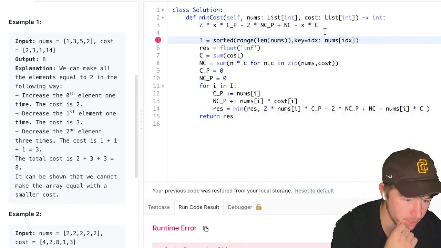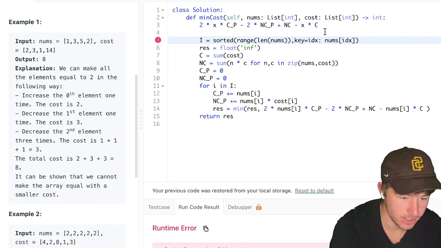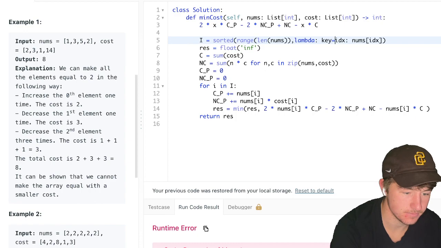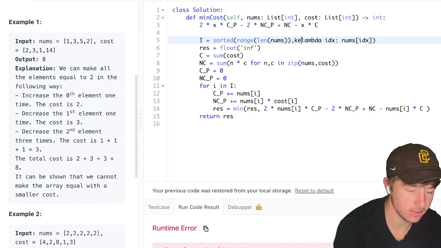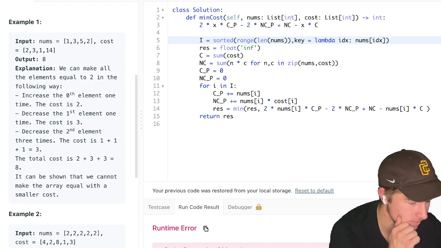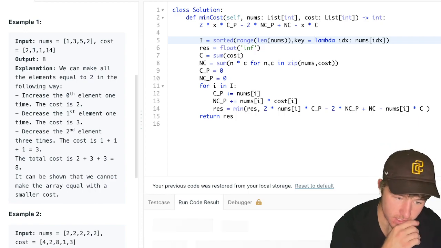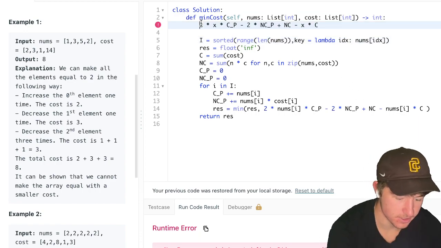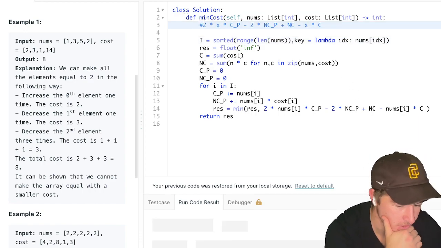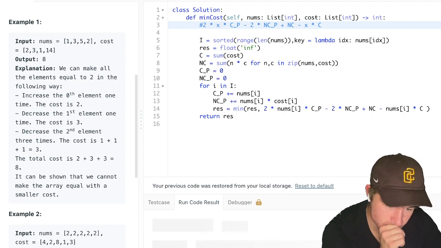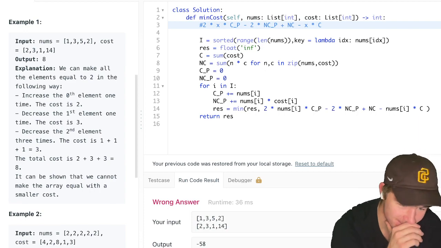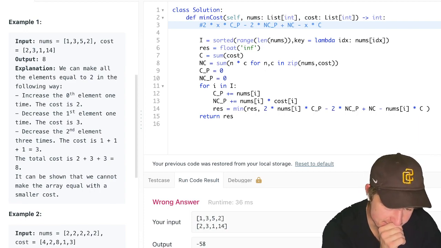This I don't really have a problem with because those are just sorted, range, key lambda. Key equals. Been a while. I haven't had time to do a lot of these, so I haven't been really programming Python that much, so I've kind of lost the edge. This is obviously nothing. It's just something I wrote over, so we'd have to switch back and forth. Negative 58. Yikes. Okay.